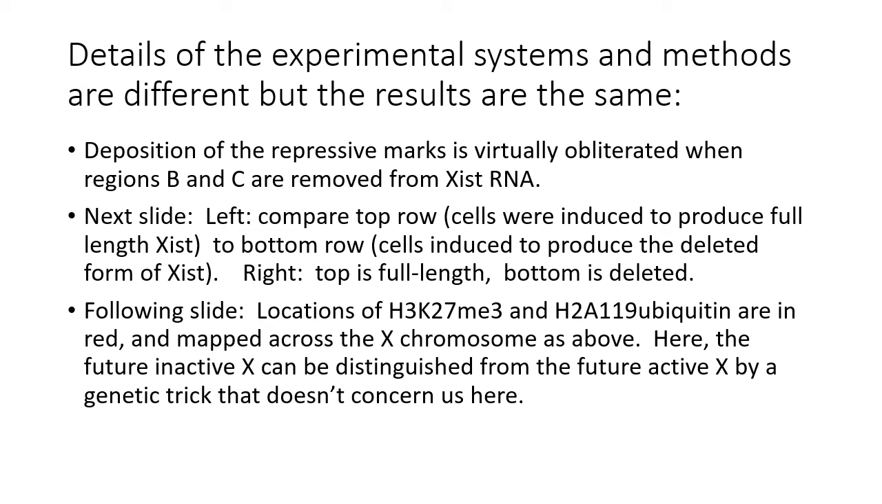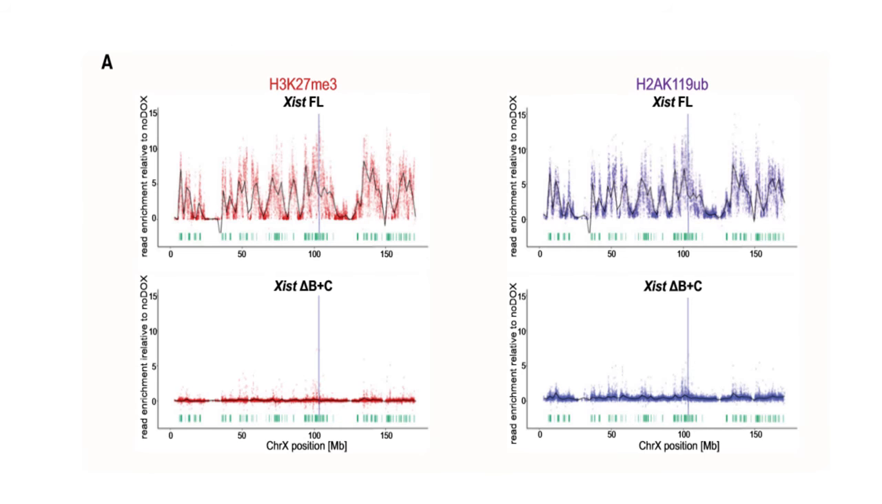Okay, so the bottom line is that the deposition of the repressive marks is virtually obliterated when the regions B and C are removed from the Xist RNA. So I'm going to look at the slides with the actual data. Okay, these are a little hard to look at.